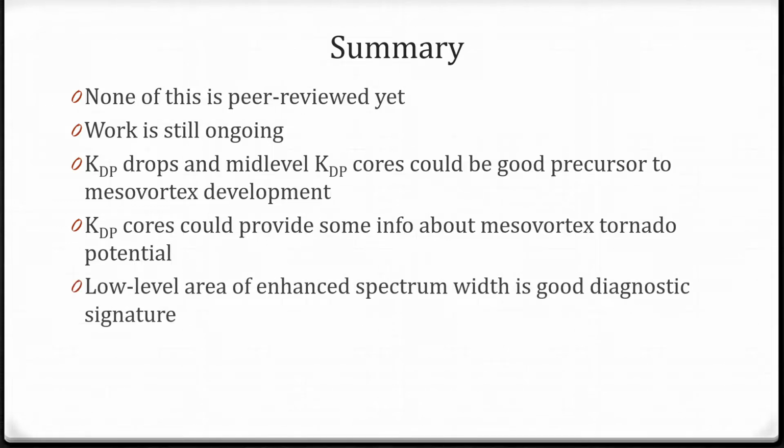The low-level area of enhanced spectrum width could be a good diagnostic signature because we see it with a lot of mesovortices. There are some differences between the tornadic and non-tornadic mesovortices in terms of the magnitude of the spectrum width, but it doesn't really develop before the mesovortex develops. So not necessarily predictive, but maybe diagnostic.